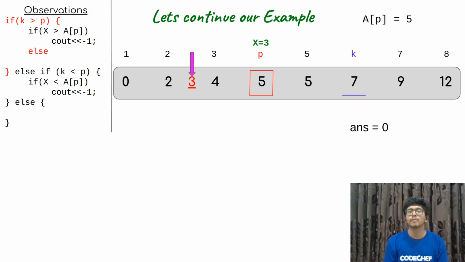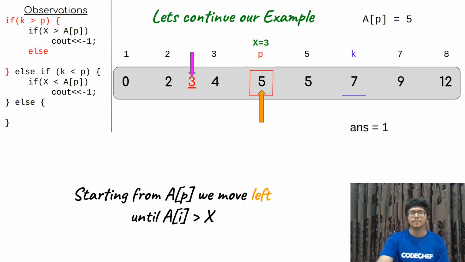Let's find the smallest number of operations required to get the value of x at this position p, which is currently holding 5. Okay, so you would be starting from a of p, remember, and in this case you would be moving to the left. Now we are starting from a of p, and we are checking till the element a of i is greater than x. We would be including that in our number of operations, and we would increment the number of operations by 1. So starting from a of p, here a of p is 5 and 5 is greater than 3, that is the reason I have incremented the answer variable by 1.